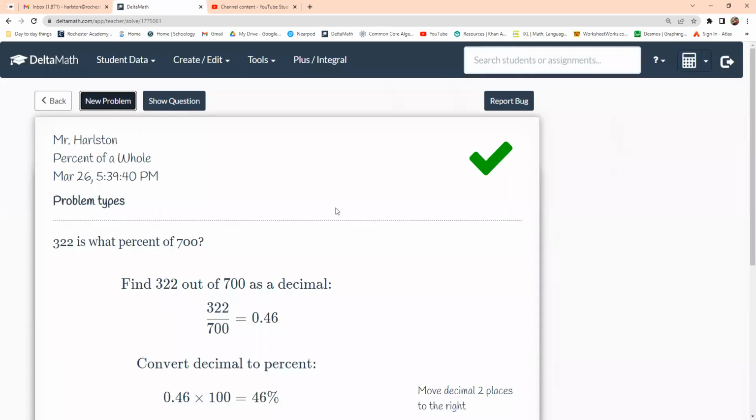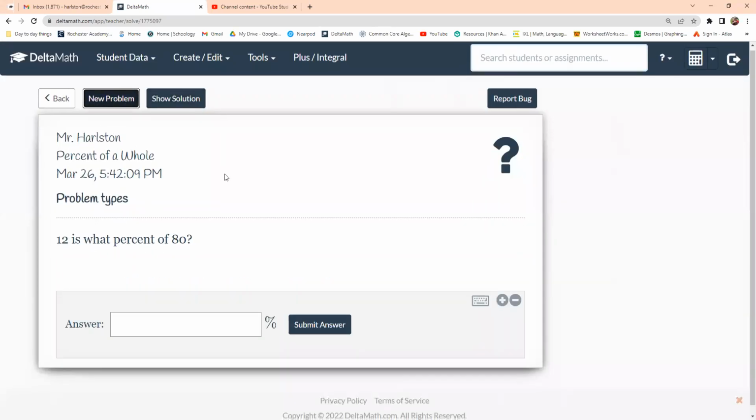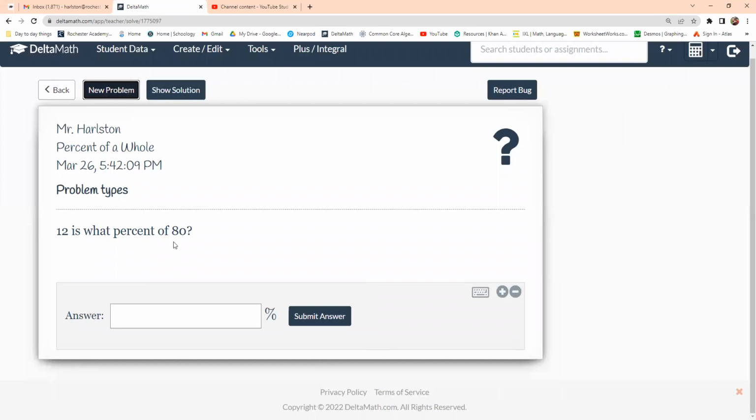It says that's correct. Now let's try another problem. This one says 12 is what percent of 80? I'm just going to annotate on the screen. This is x, so this is x divided by 100 equals, the of is 80, so we're going down here, and the is 12. Then again, we let the calculator do the rest.